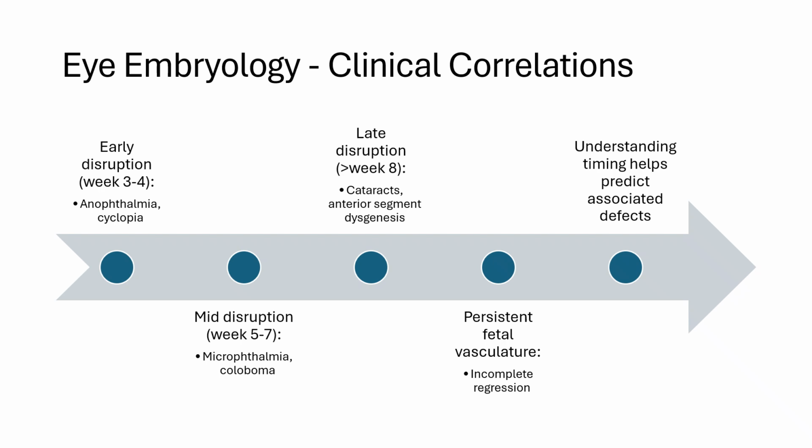Understanding embryologic timing transforms your clinical approach. A baby with bilateral anophthalmia needs brain imaging and genetic consultation immediately. An infant with isolated cataract needs prompt surgical evaluation, but likely has normal development otherwise. This timeline-based thinking helps you anticipate problems, counsel families accurately, and recognize patterns in clinical practice.